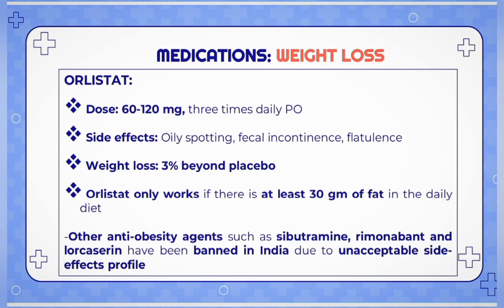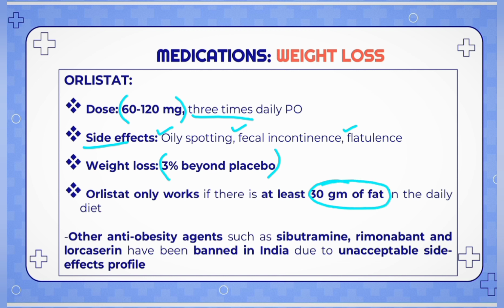This orlistat can be given in the dose of 60 to 120 mg 3 times in a day. However, orlistat has some side effects in the form of oily spotting, fecal incontinence and flatulence. However, the weight loss has been seen 3% beyond the placebo, and this orlistat only works when there is at least 30 gram of fat consumption in the diet by the person.